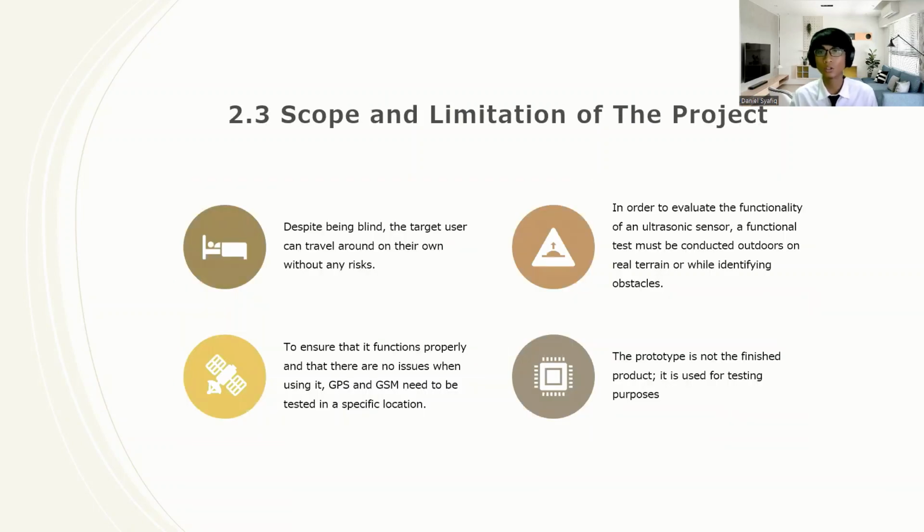Okay, so for the scope and limitation of the project, first, despite being blind, the target user can travel around on their own without any risk. Second, in order to evaluate the functionality of the ultrasonic sensor, a functional test must be conducted outdoors on real terrain while identifying obstacles. Third, to ensure that they function properly and that there are no issues when using it, GPS and GSM need to be tested in a specific location. And lastly, the prototype is not the finished product. It is used for testing purposes.